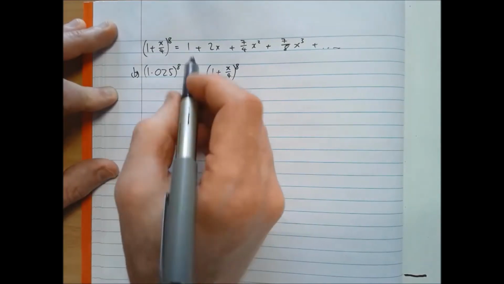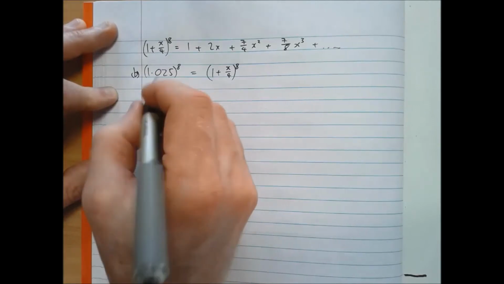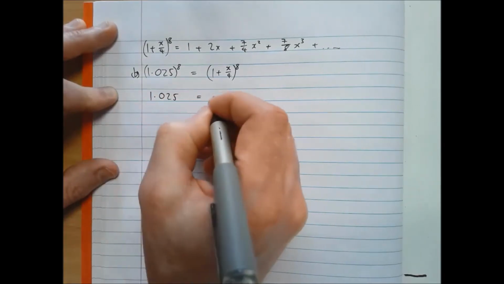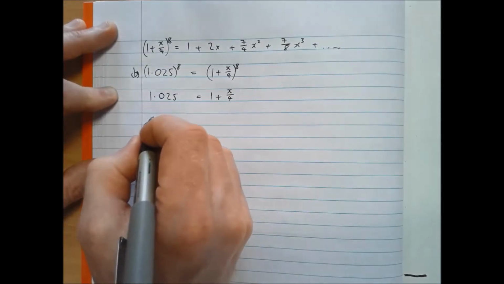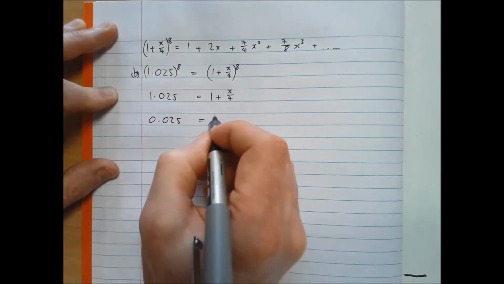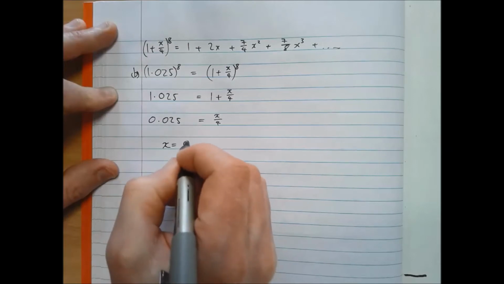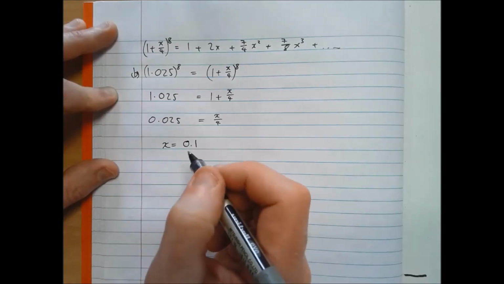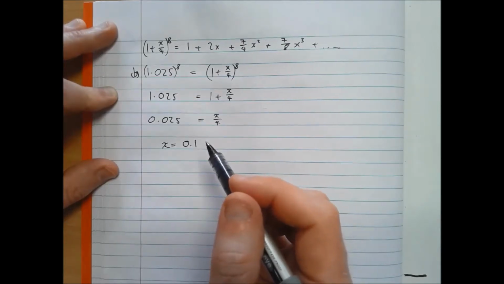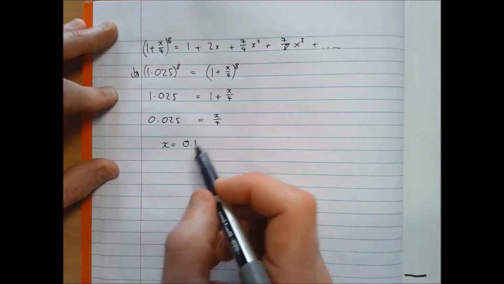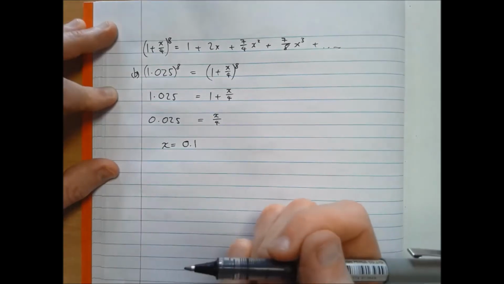Now if we effectively equate these two expressions, what we see is that it's saying that 1.025 is equal to 1 plus x/4. Then subtract 1 from both sides, we get 0.025 equals x/4. Multiply through by 4, and we get x equals 0.1. Now 0.1 is a small number, and 0.1 to the power of 4 would be 0.0001, etc., which would be very small, so small that you can start to ignore it for practical purposes.